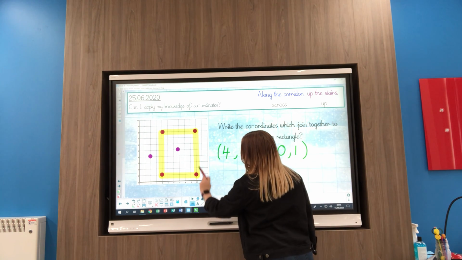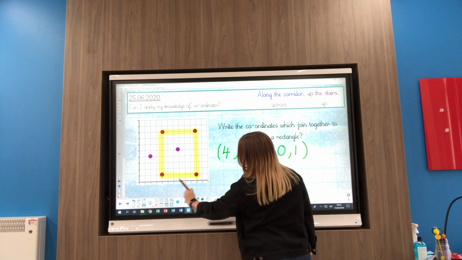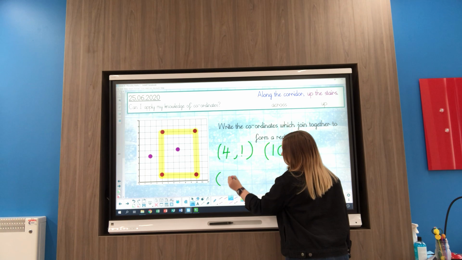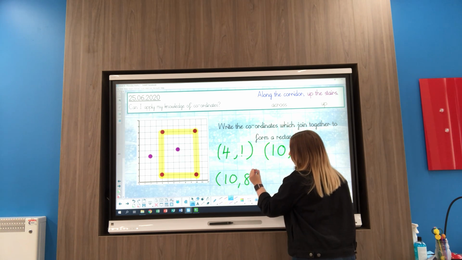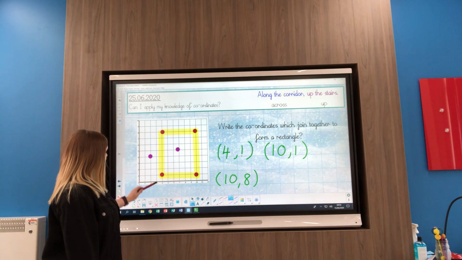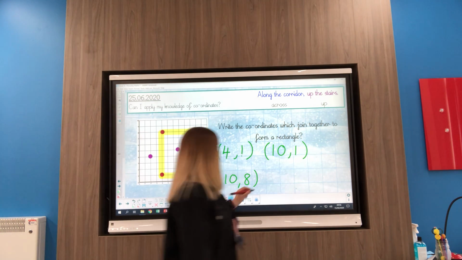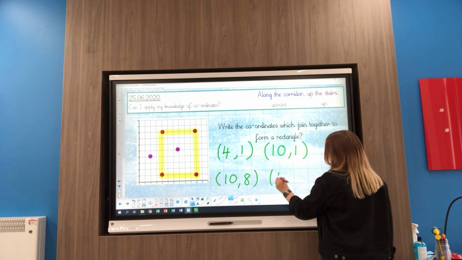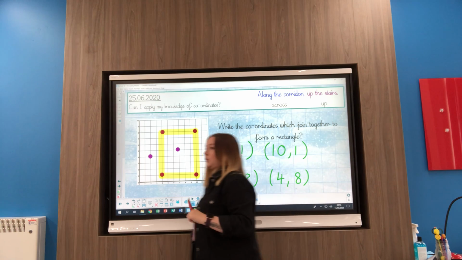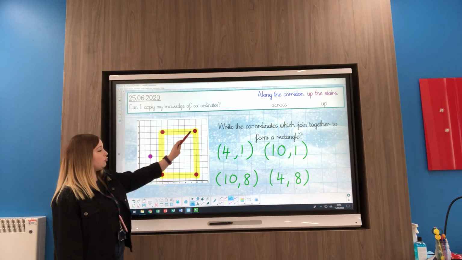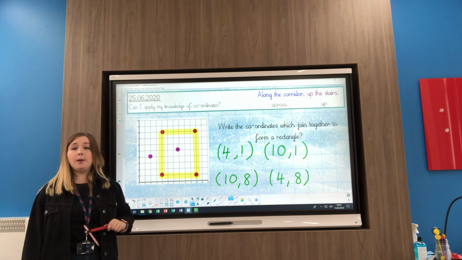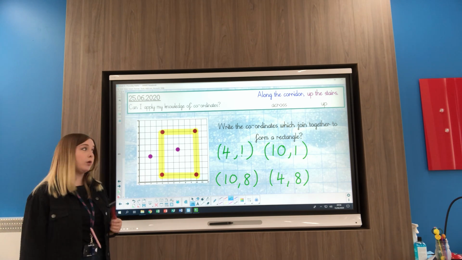So gone from there to there. Let's go to this one now. Across 10 and up to 8. And then the final one is this one here. We're going across 4 and up to 8. So across 4, up 8. And if I gave you those coordinates, you would be able to draw this rectangle. A little bit like what we did on Tuesday, where you had to go at drawing your own robot.